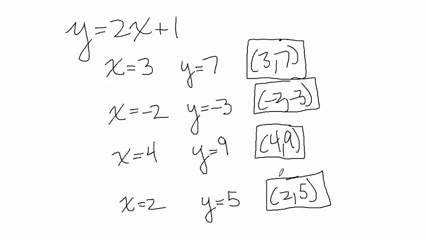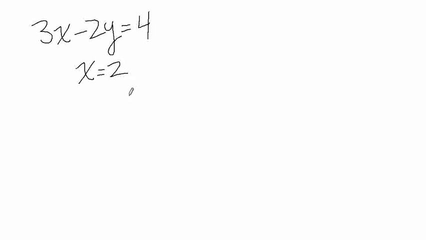Let's end with you working out some solutions for a linear equation. 3x minus 2y equal to 4. I want you to find the solution with respect to x equal 2, x equal minus 2, y equals 7, and y equals 0. Pause the video and work that out now, please. I'll go ahead and work it out too.